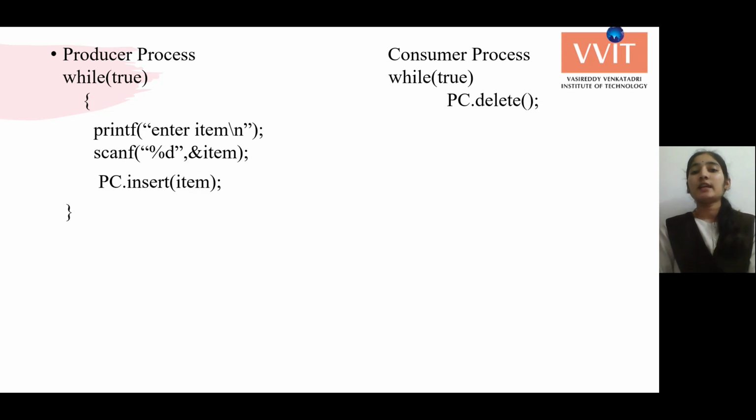Similarly, the consumer process also performs some procedure operations, right? Here we write pc.delete, meaning we are calling the delete procedure from the monitor. Like this, whenever one process is in the critical section, no other process can enter the critical section. Like this, we can achieve mutual exclusion with the monitor solution. Thank you.